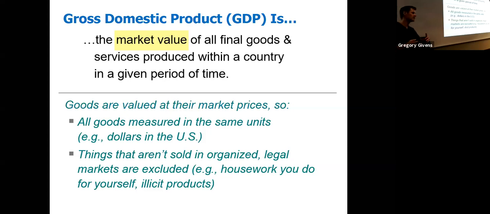So to the extent that there's a lot of goods and services sold in markets that aren't organized or possibly illegal, then our measure of gross domestic product is actually going to understate the true value of the economy, or how much economic activity is actually taking place. Okay, questions then about that?